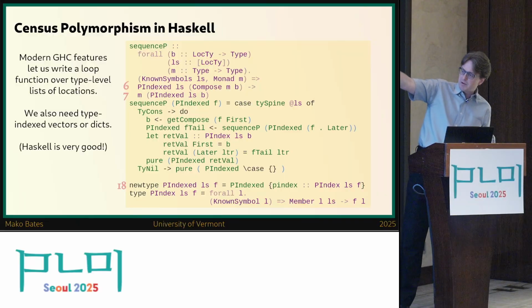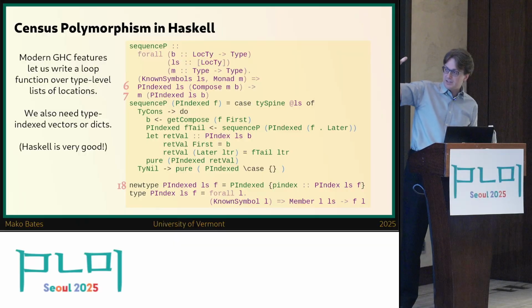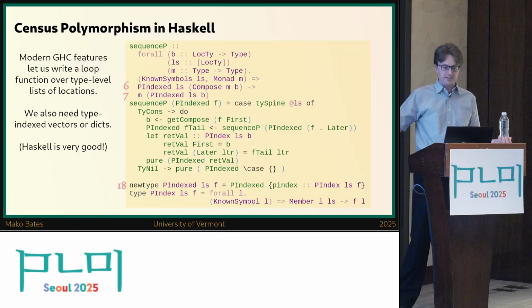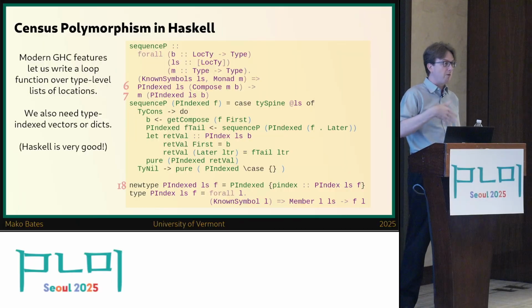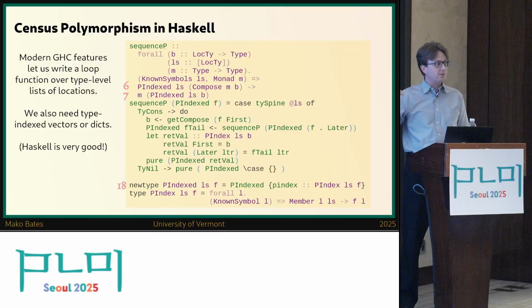Down at the very bottom, I don't know if everybody can see, we have this type P indexed. That's a party indexed lookup table from type level parties to runtime values. The types of those values depend on the party you're looking up. Sequence P sequences over parties. It takes a P indexed whose values all have a common monadic structure, and it sequences them together in that monad.